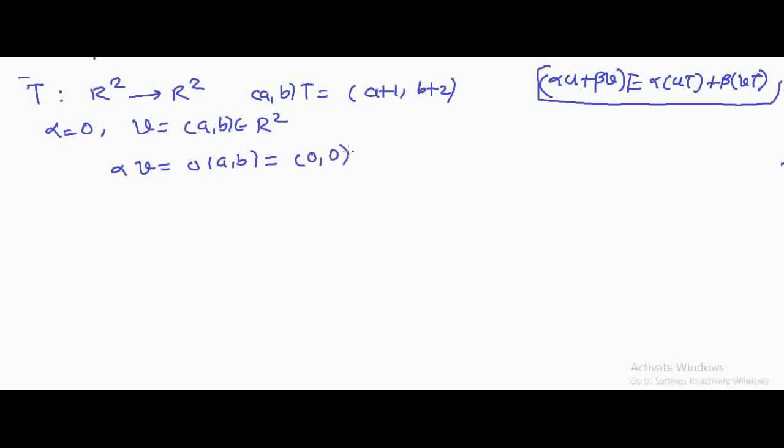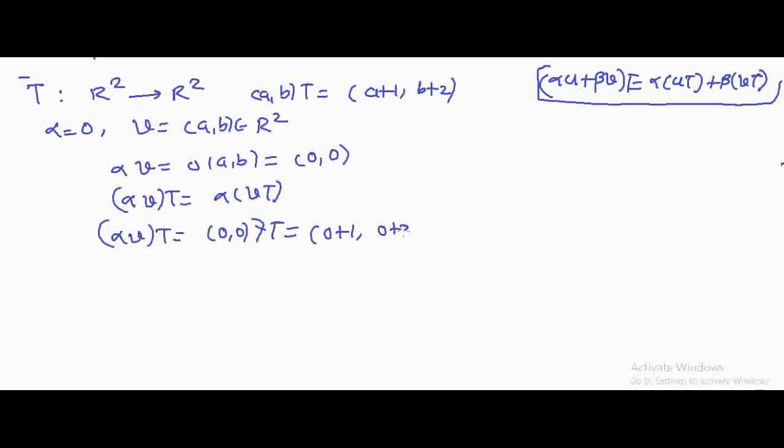Now let us see the second condition. What is the second condition of homomorphism? T of alpha v equals alpha times T of v. The left side is T of alpha v. We have calculated alpha v, so that is T of (0, 0). By definition, T of (a, b) is (a plus 1, b plus 2), so this is (0 plus 1, 0 plus 2), which equals (1, 2).